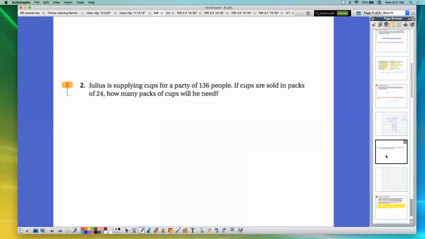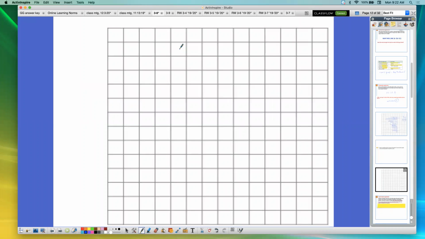Okay, so let's look at that question again. He's supplying cups for a party of 136 people. So we need enough cups for everybody. If cups are sold in packs of 24, how many packs of cups will he need? Okay, so what we're trying to figure out, got to do the division first. Let's do the division first.